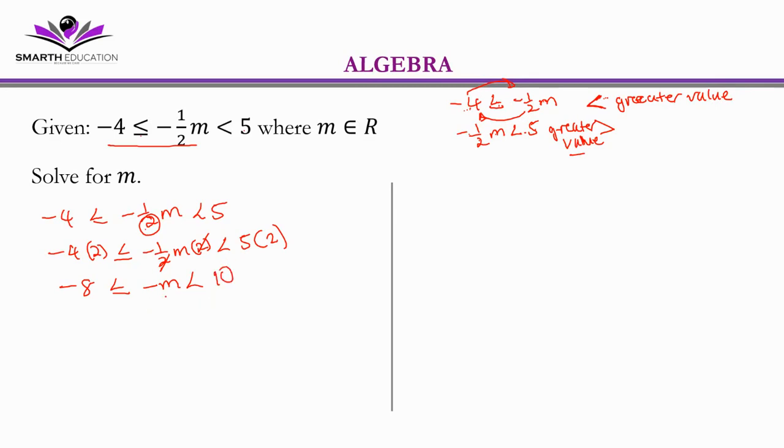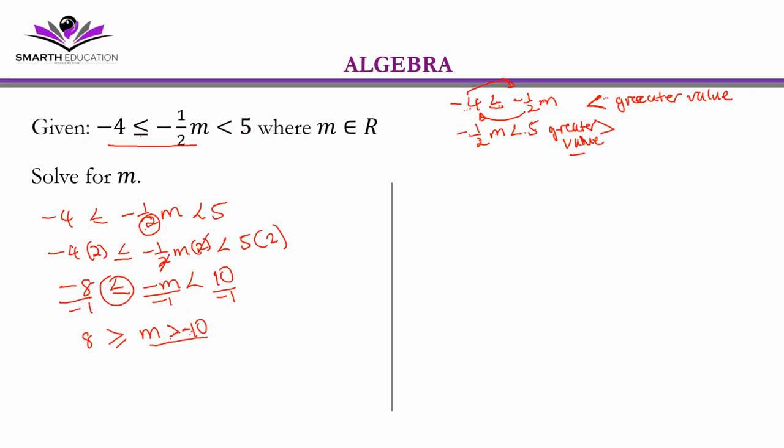Now we can divide everything by -1. And then remember, if you divide by -1, the inequality sign changes. So it becomes 8 greater than or equal to m, and this inequality sign changes, then becomes greater than m, greater than -10. So we can see here that m is greater than -10.